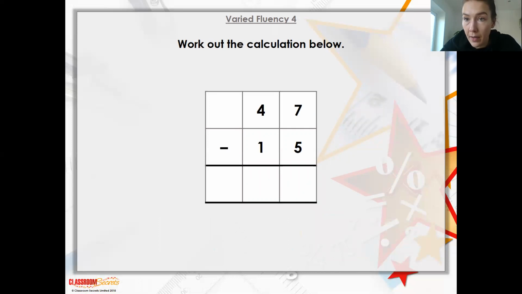Some you'll just have where I'm asking you to answer or solve a calculation. So you've got 47 subtract 15. Like I said before, make sure you're looking at your ones column first. So you've got 7 and you're subtracting 5, so that should be 2. 4, you're subtracting 1, that should be 3. So your answer should be 32.